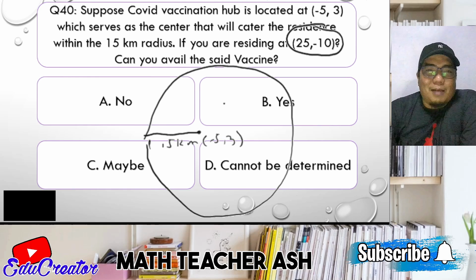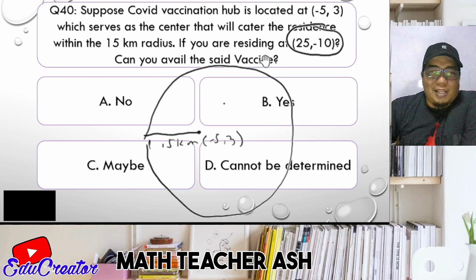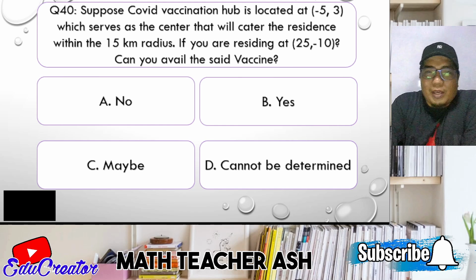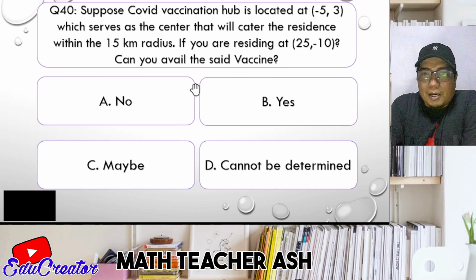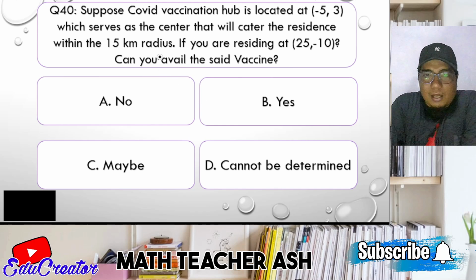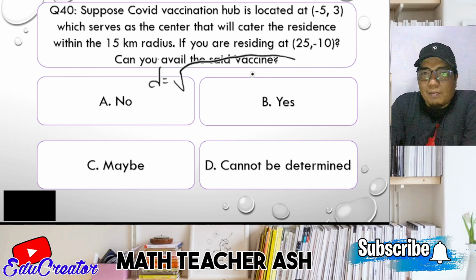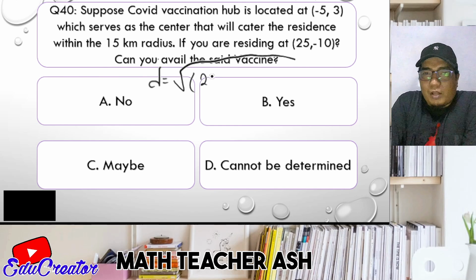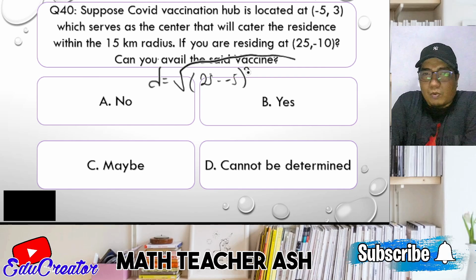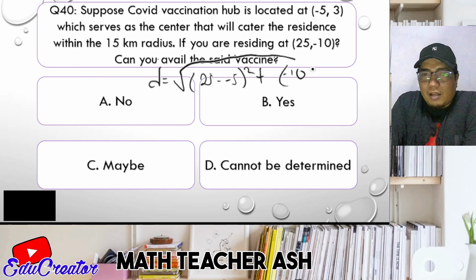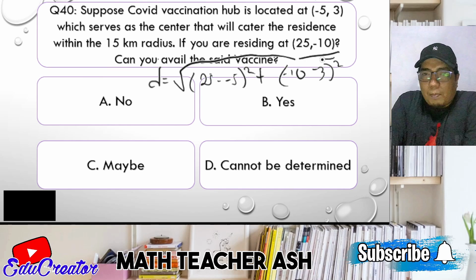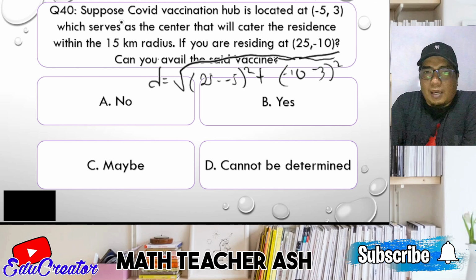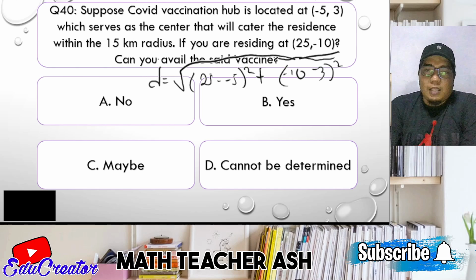Okay, paano mo malalaman yan siya, my dear math learners? Okay, erase muna natin ang drawing. Okay, so we can use basically the rule of the distance formula. Okay, so we can have d is equal to the square root of. Okay, so if you can remember the formula, so we can start here. So we have (25 minus -5) squared plus (-10 minus 3) squared. Ayan. Kapag ito ay mas malaki o sobra pa sa 15, ibig sabihin hindi na siya abot ng kanilang vaccination.